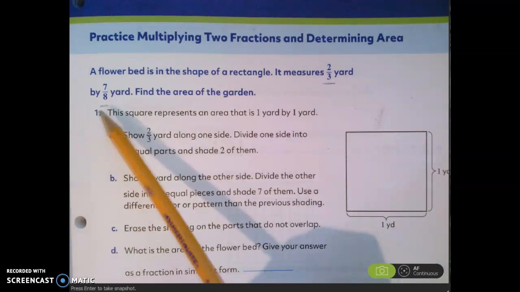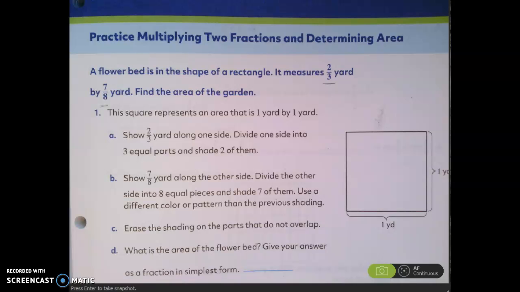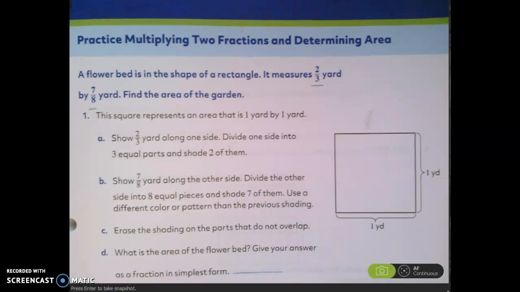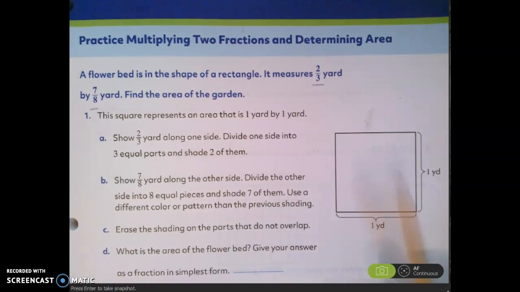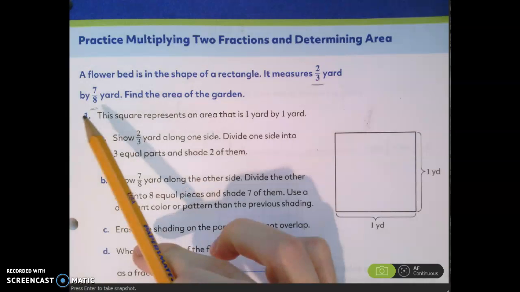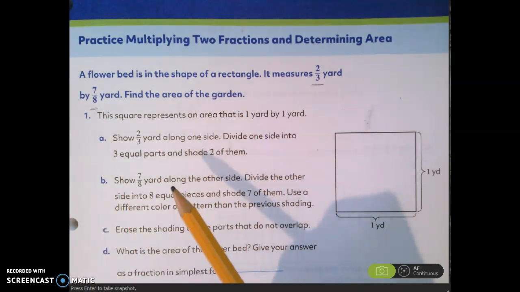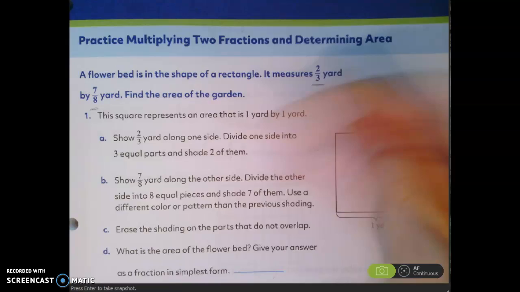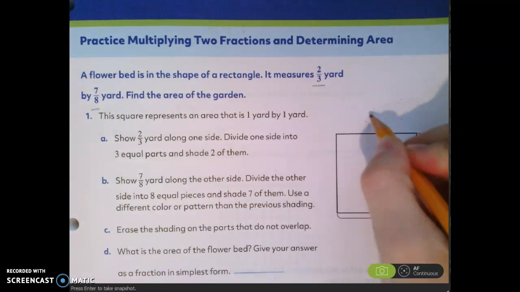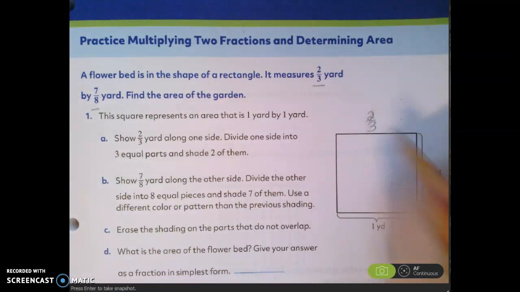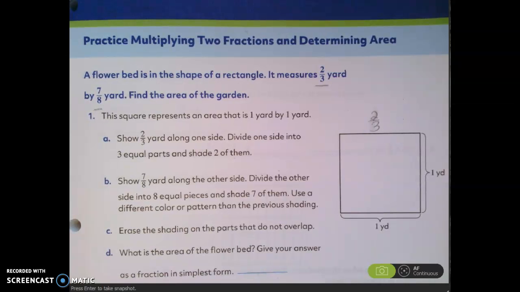Well, 2/3 and 7/8, those are both less than 1 yard. So we have our square here, 1 yard by 1 yard. What we're going to do is represent these two fractions, kind of like the length and the width of an area. So I'm going to start up here on top and label this as 2/3. That's the side that's going to represent my 2/3 of a yard.